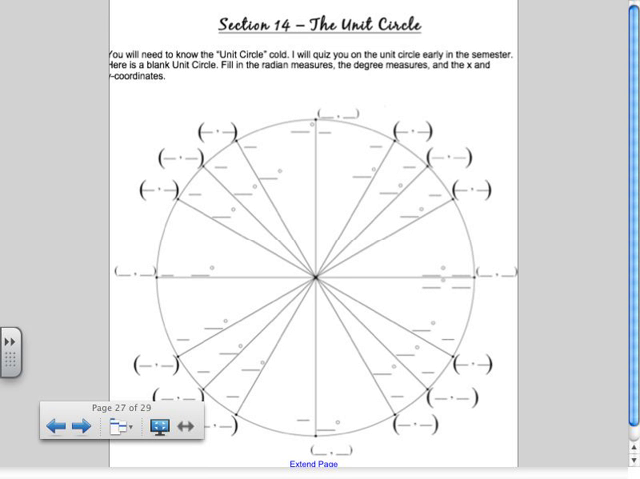It says you will need to know the unit circle cold. I will quiz you on the unit circle early in the semester. Here is a blank unit circle. Fill in the radian measures, the degree measures, and the x and y coordinates.